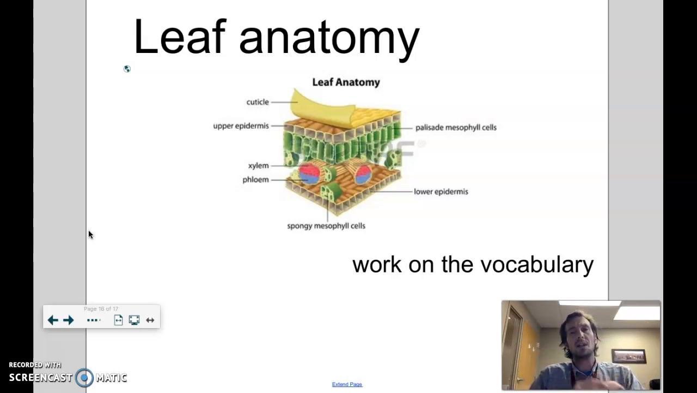So we're going to look in a little more detail in today's lesson that you'll be working on, Leaf Anatomy. There's some PDF pages linked to Schoology for you to utilize for this. This is looking at a cross-section of a leaf, and I'd like you to finish up the vocabulary on that, because the more we understand about structures, the more we can understand how they function. That's sort of our goal here.